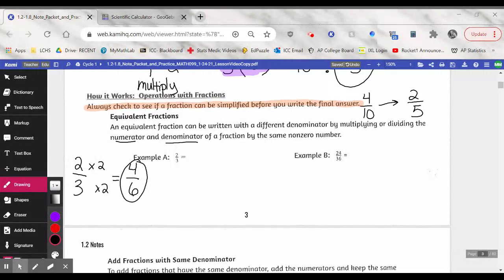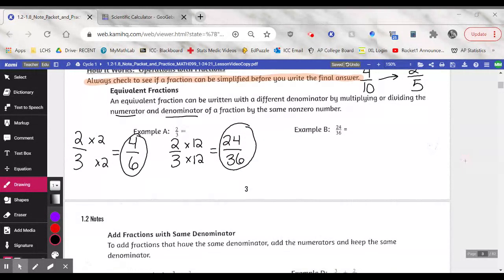Another one that we could do is 12. So let's say I want to take and multiply the top and the bottom by 12. If I do that, I get 24/36. This problem only asks us to write 2 equivalent fractions, but let's go ahead and do one more. So 2/3, you could multiply by 100. So 200/300 would work.